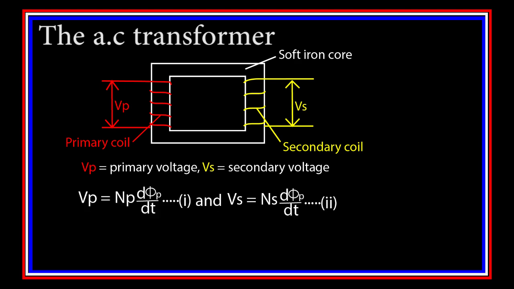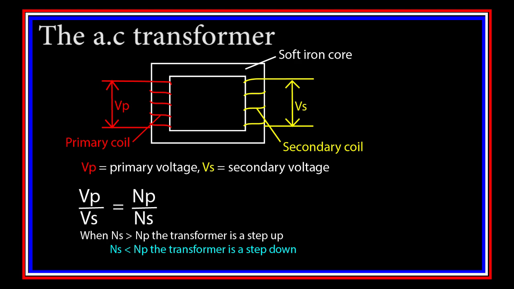VP is equal to NP d phi P dt, equation 1. VS is equal to NS d phi P dt, equation 2. Dividing equation 1 by equation 2, VP over VS is equal to NP over NS. When NS is greater than NP, the transformer is a step up. When NS is less than NP, the transformer is a step down.